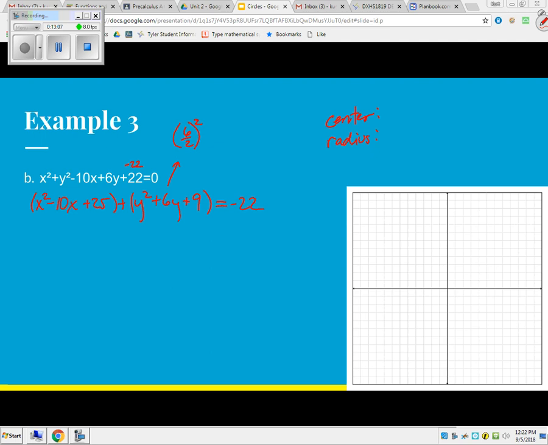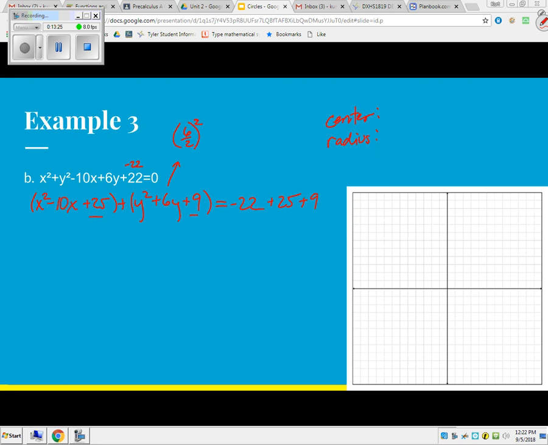Now, before I added that 25 and the 9, I had an equation. I had the left side equal to the right side. It's hard for me to imagine that I can add 25 and 9 to this side and still make it equal. So remember my rules on that. Addition property of equality says that if I add something to one side, I must add it to the other in order for it to stay equal.